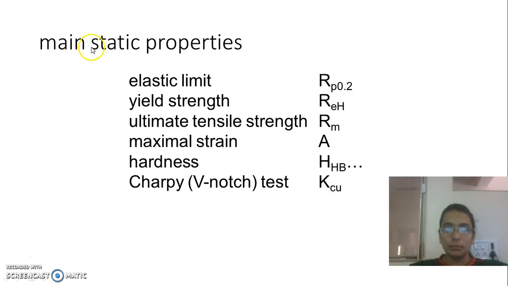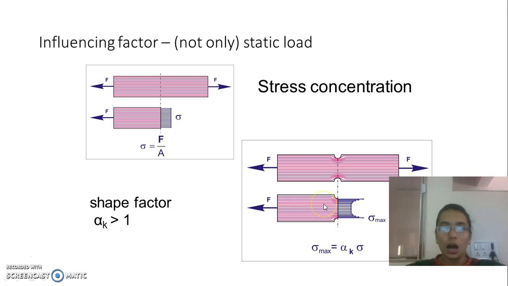The main static properties of the material are the elastic limit, yield stress, ultimate stress, maximum stress, and hardness. This is the influence of the stress-strain conformation. This is shear force. The sigma is equal to the shear, that is the force by area, and the maximum shear is the alpha shape factor times the sigma.